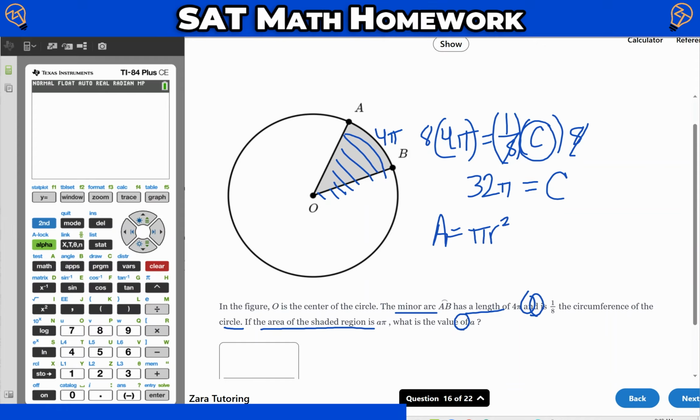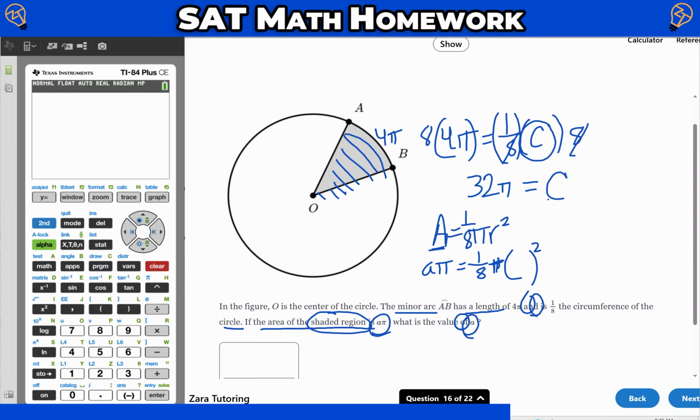Now, an important thing to notice is they're talking about the area of the shaded region. Now, remember, that's 1/8 of, meaning times, the overall area. And they want to find the value of a when we know that that area is a pi. So let's replace a with a pi, 1/8 pi. Oh, but I don't know the radius. Can I figure that out?